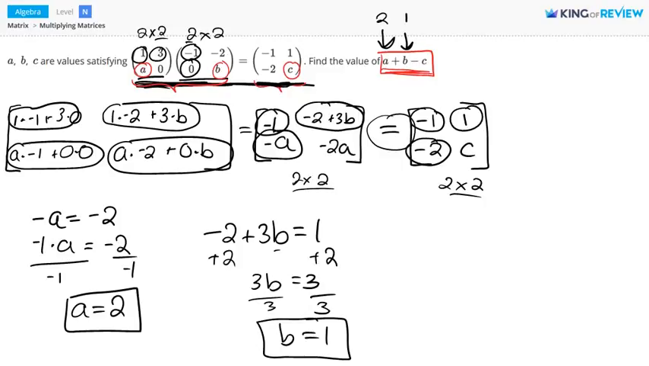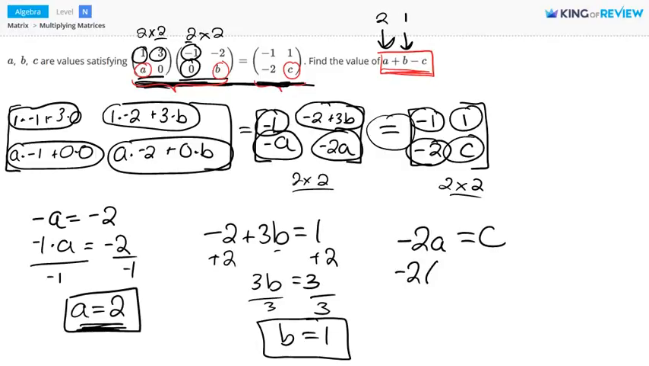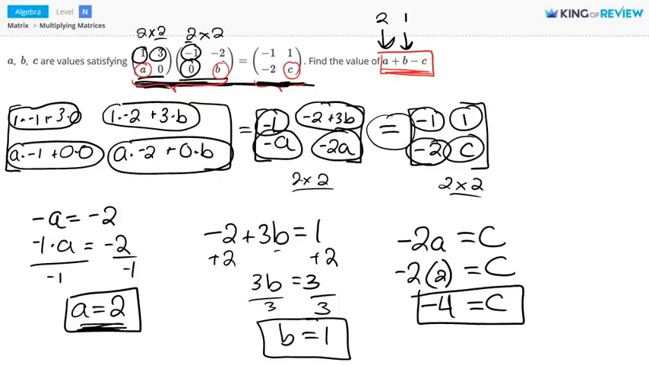And now let's look at the final entry. Negative 2a equals c. Now we already know what a is. We solved for that back here. So negative 2 times a, which we found to be 2, equals C. Negative 2 times 2 is negative 4, and this is equal to C. So we know that C equals negative 4.